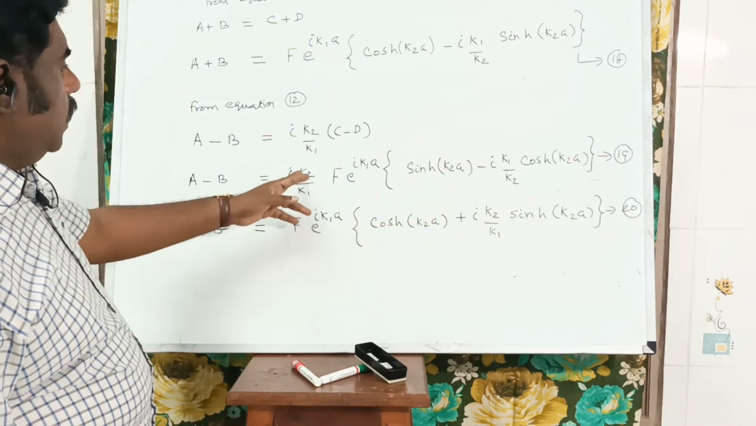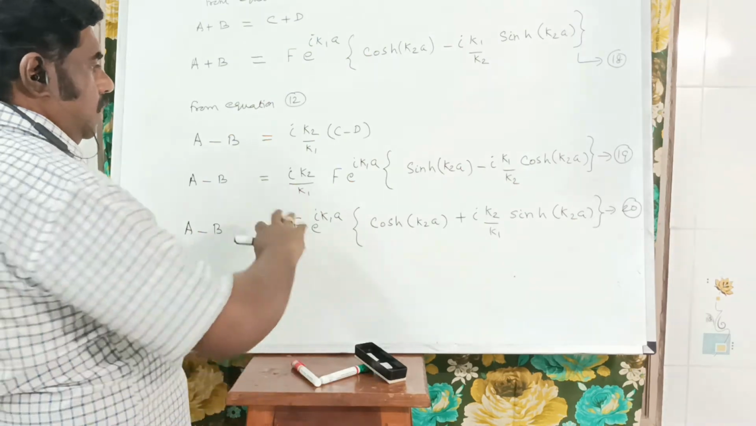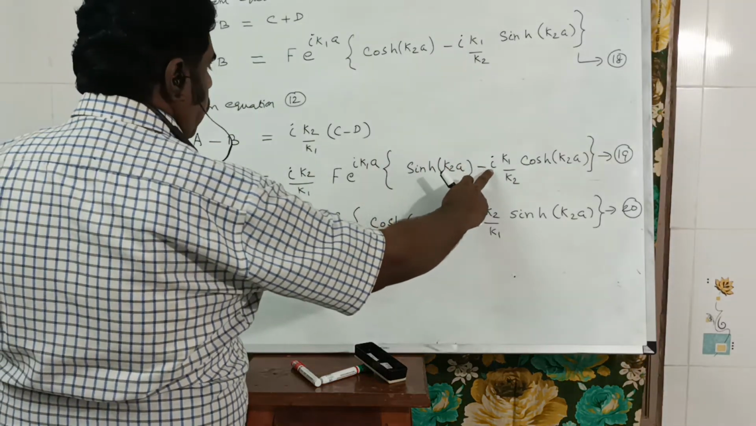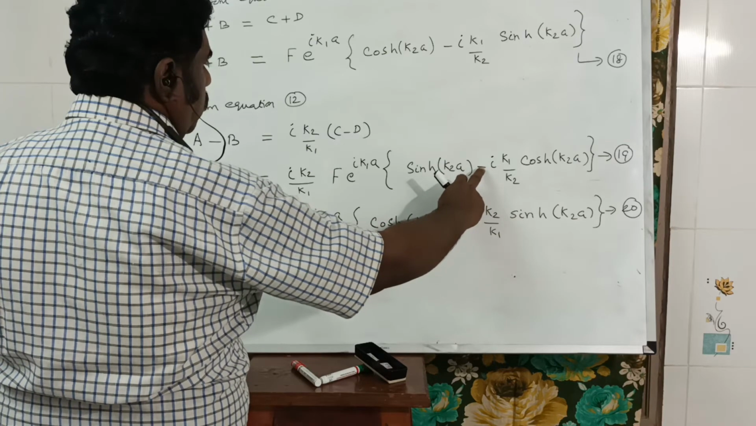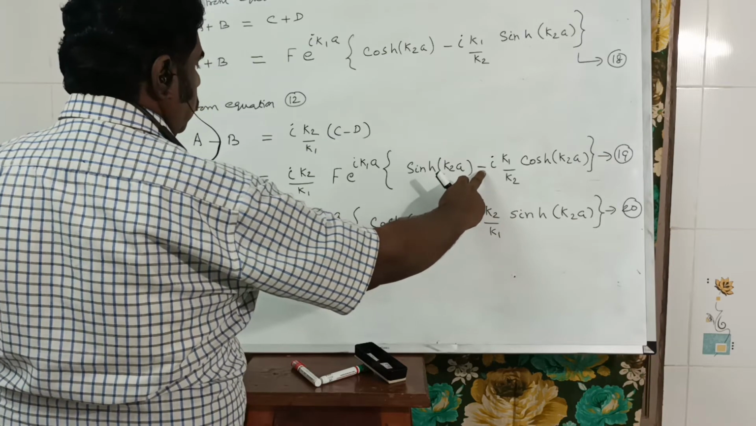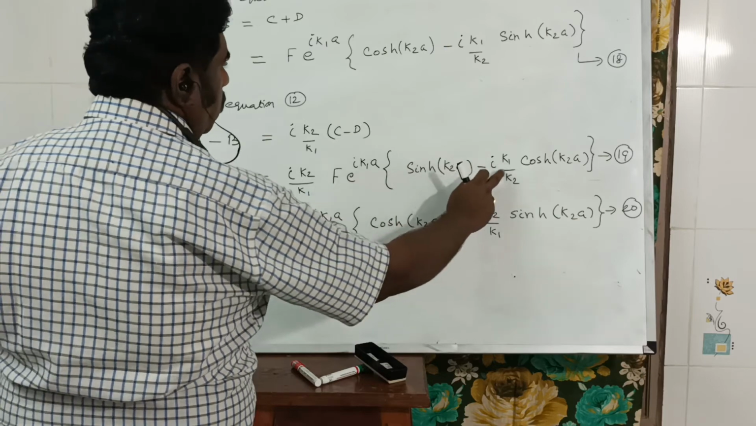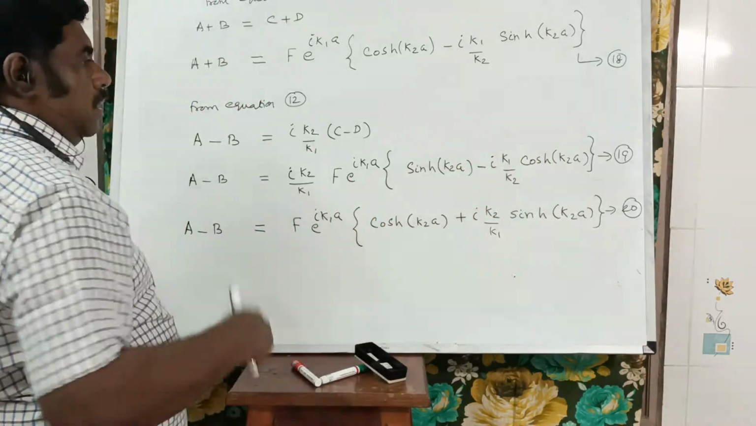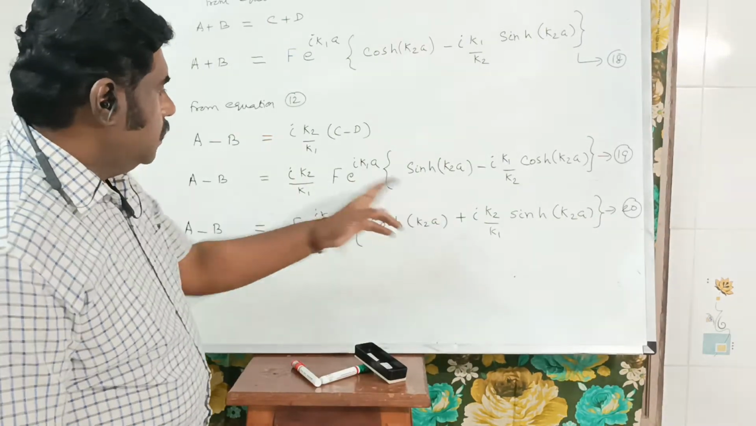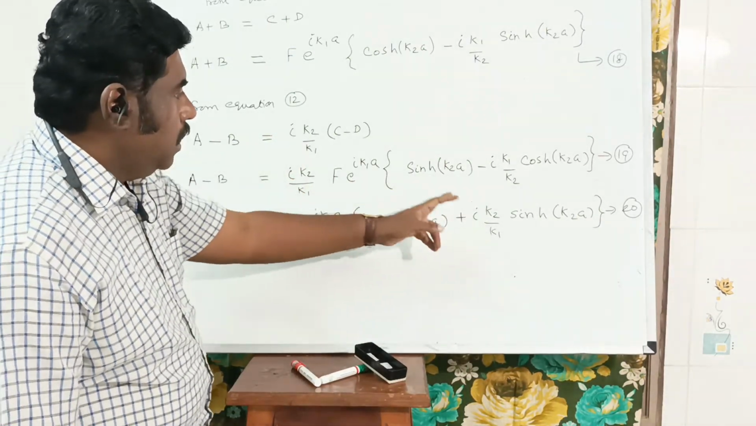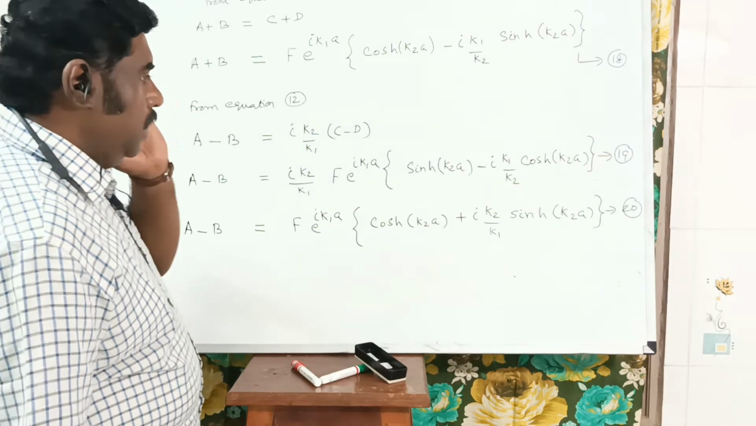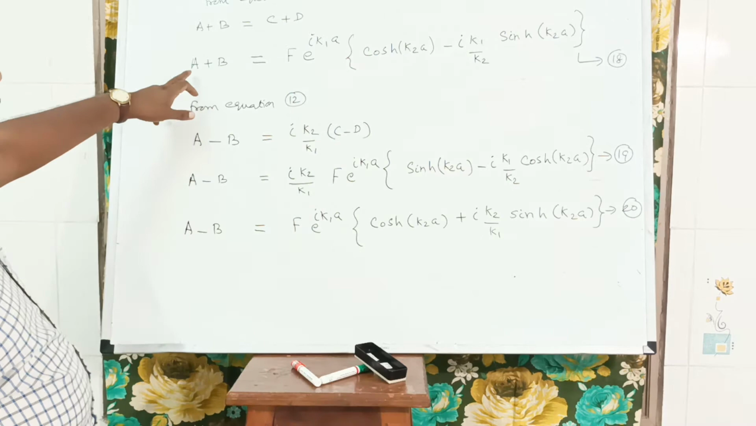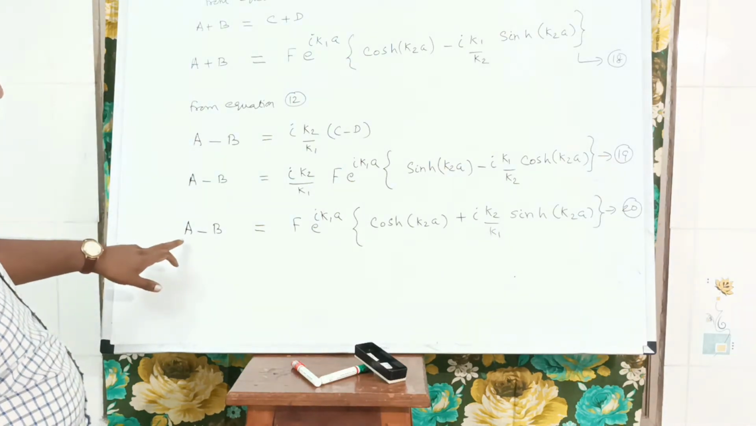See, this i into k2 by k1 is taken inside. This is i into i square, minus 1. Already one minus sign is available, so minus into minus is plus. Here K2 by K1, here K1 by K2 cancelled out. So this cosh K2 a term comes first, plus i into K2 by K1 sinh K2 a. This is equation 20. Now we have the values of A plus B and A minus B.